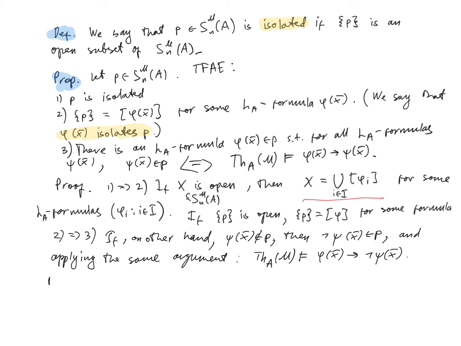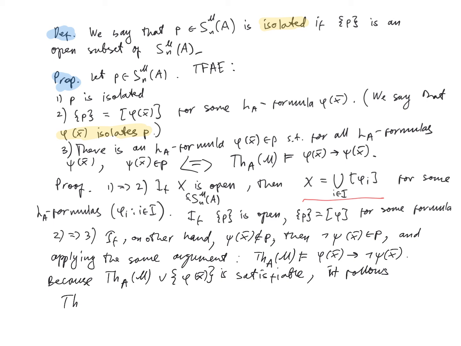and because we have that the A theory of M together with a single formula, phi of x bar, is satisfiable, it follows that the A theory of M cannot have phi of x bar implies psi of x bar as a logical consequence, because we get it's satisfiable both ways. So this shows the converse. So we have demonstrated that 2 implies 3.